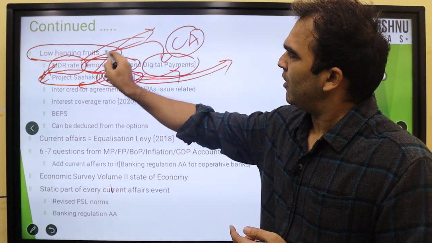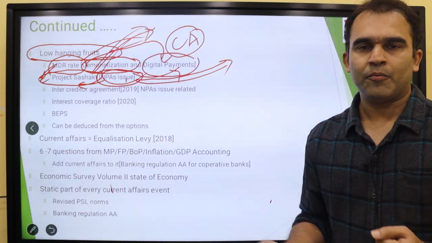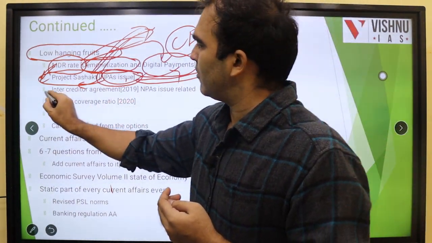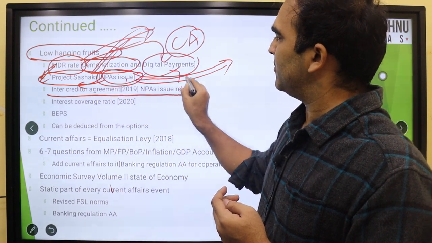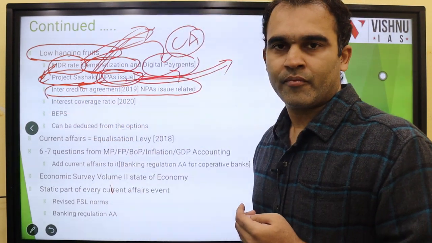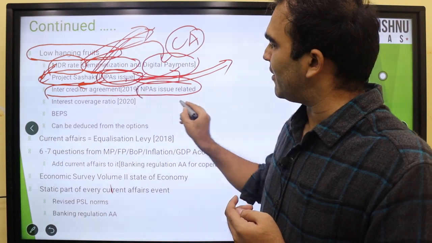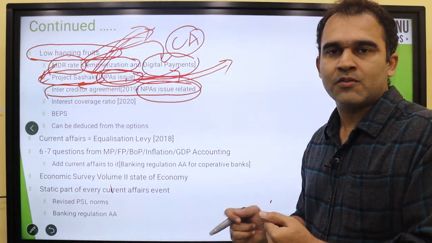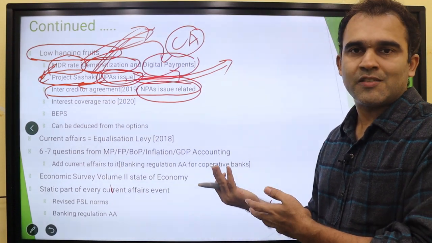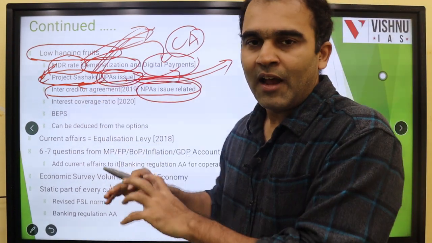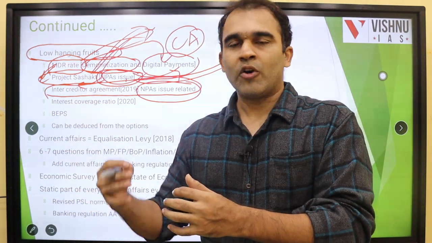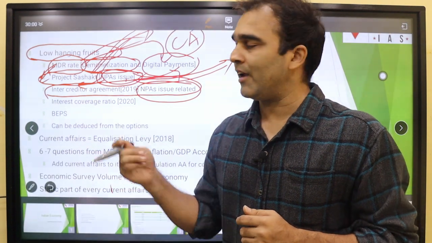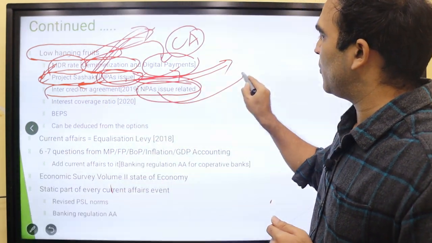They have just asked what is the logic or what is Project Sashakt. Likewise, intercreditor agreement. Again related with NPS issue, intercreditor agreement, where the different creditors who are giving loans, banks in this case, come together, sign an agreement, and one or two big banks will negotiate on behalf of all the other banks. So intercreditor agreement was asked again, in the context of NPS issue.